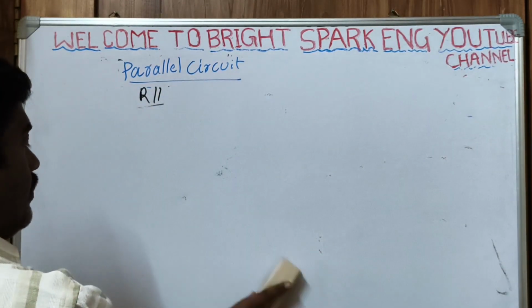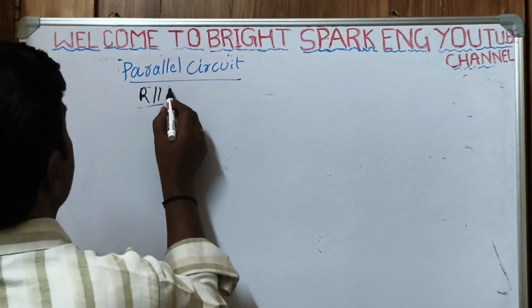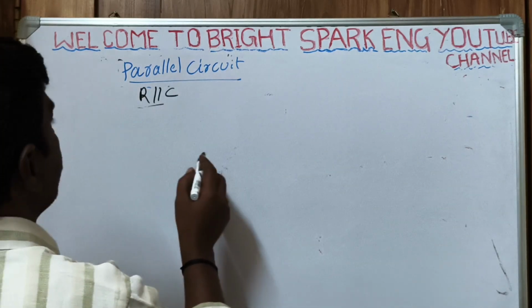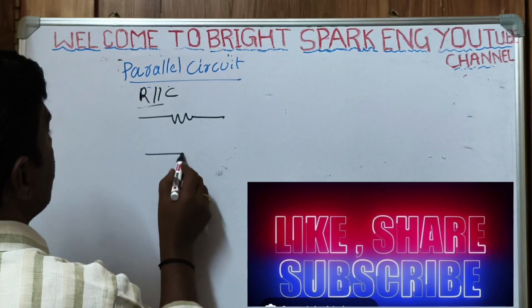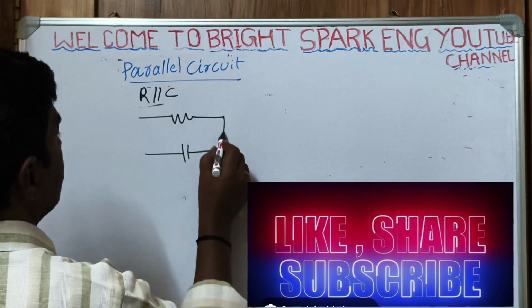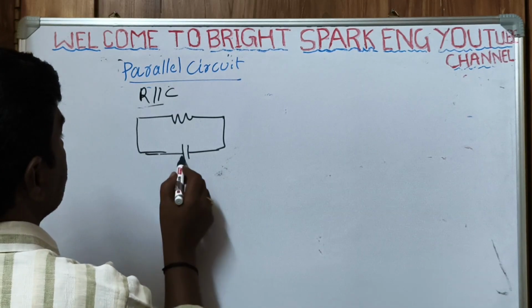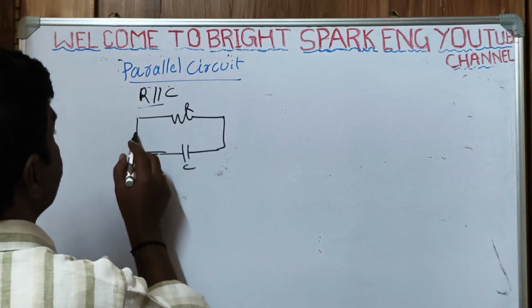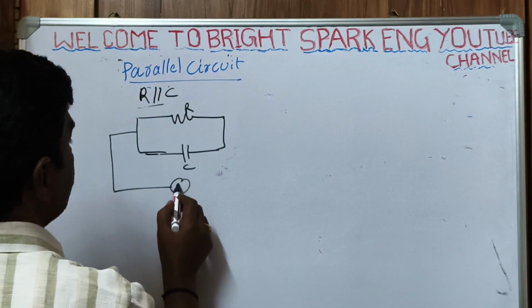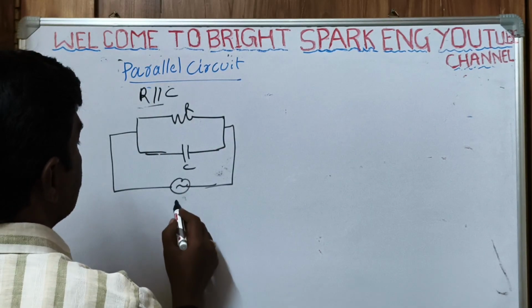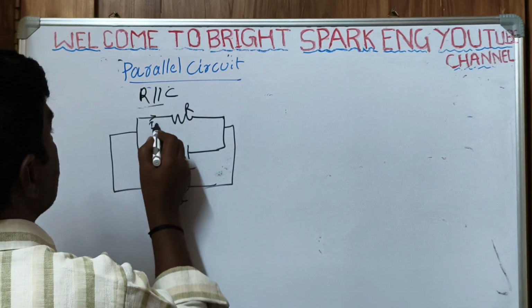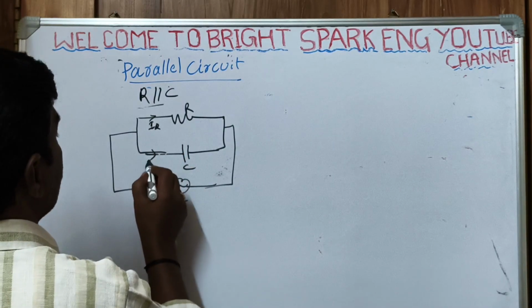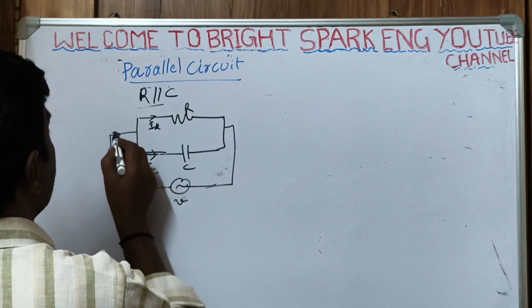Next, RC circuit. Here one resistance is taken, connected in parallel with a capacitor, and both are connected to the AC voltage source. Here is V, the supply voltage, the flow of current I of R, the flow of current I of C. This is I of T.